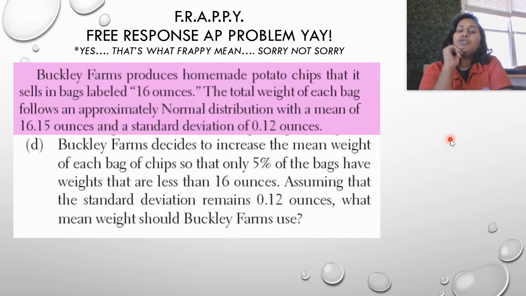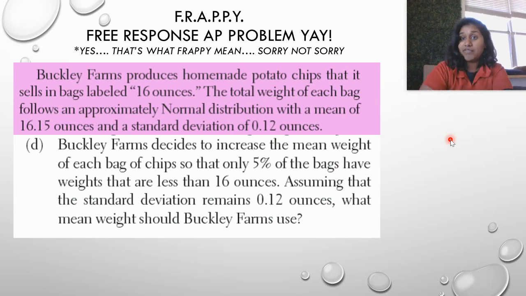Buckley Farms decides to increase the mean weight of each bag of chips so that only 5% of the bags have weights that are less than 16 ounces. So we're referencing back to part A, when we calculated that about 10.5, about 11% of the bags weighed less than 16 ounces. So we want only 5%. So what do I have to do?